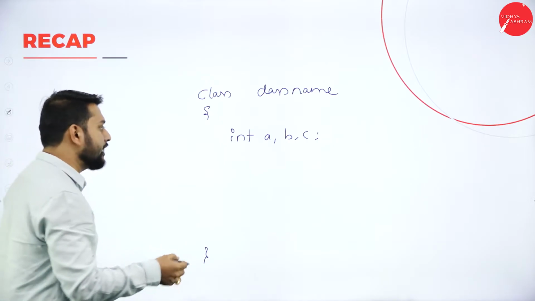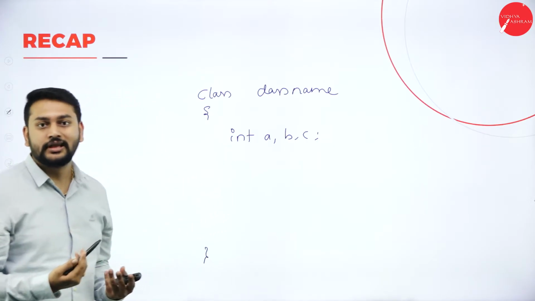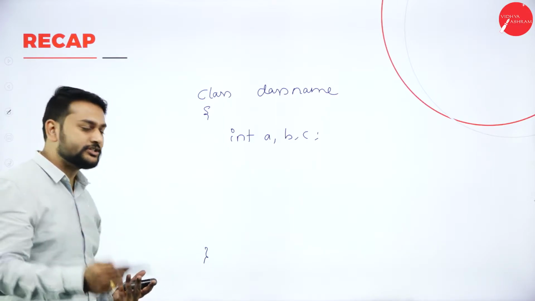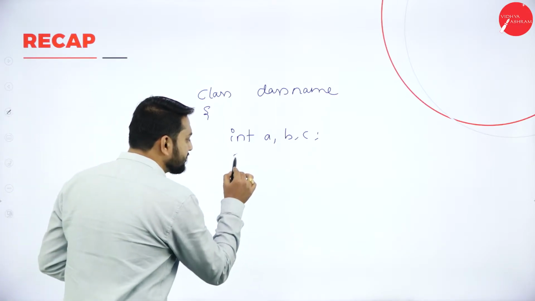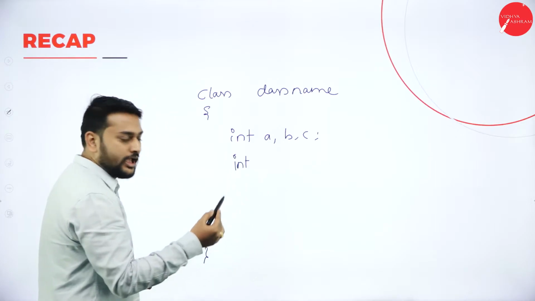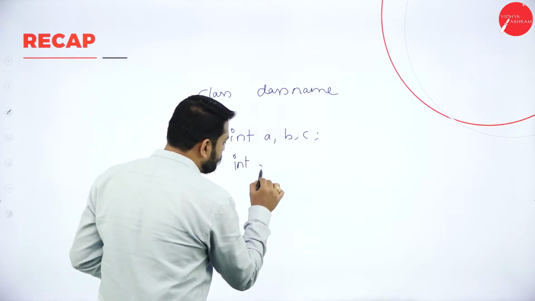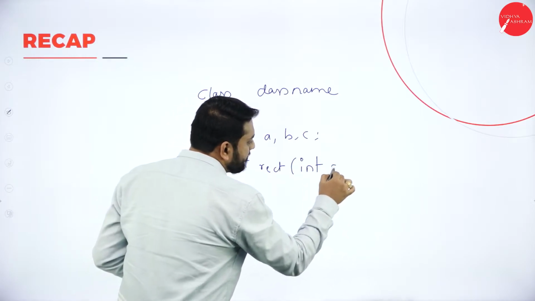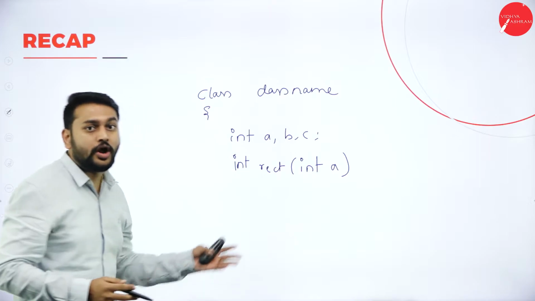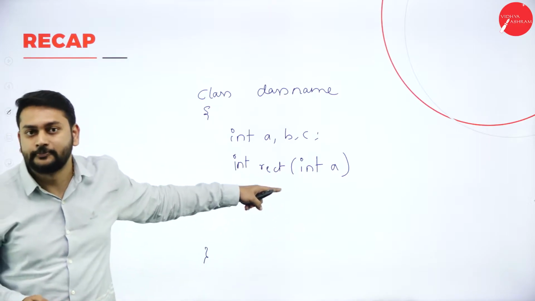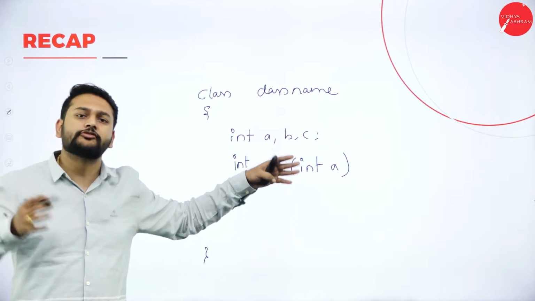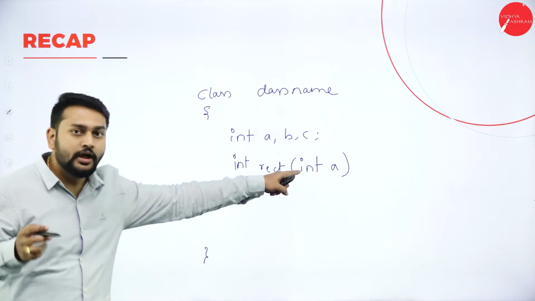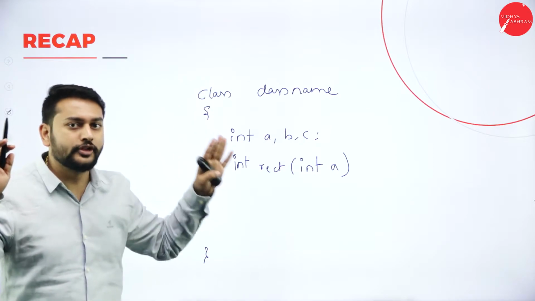After that, I will have the methods. What is the syntax of the method? I have discussed that I have to mention the type, say int here, and the name of the method, say rectangle. Inside the brackets are the parameters. How many parameters do I have? I have one. I can have multiple parameters using a comma separator, but here I have only one. That's what you need to understand.